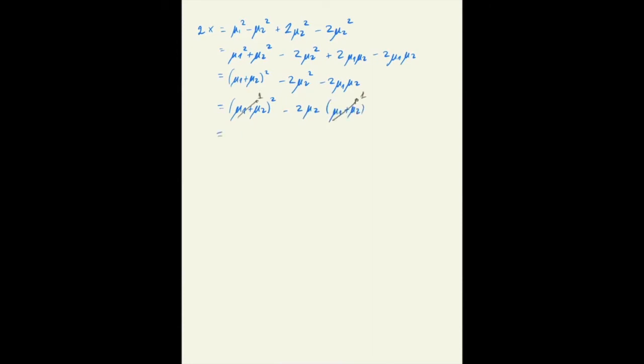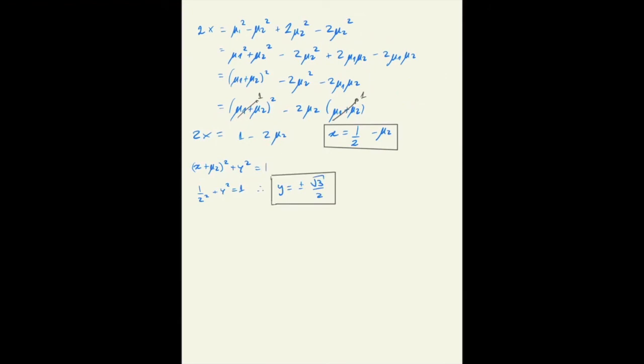So what you have then is 1 minus twice mu2, divided by 2, and you find the solution for x, half minus mu2. Now go back to the first equation and solve this for y. Substitute x as half minus mu2, so you get rid of the mu2. This is half squared plus y squared equal to 1. The solution then is y equal to plus or minus square root of 3 over 2, which you will recognize as the sine of 60 degrees. So the vertex of an equilateral triangle.